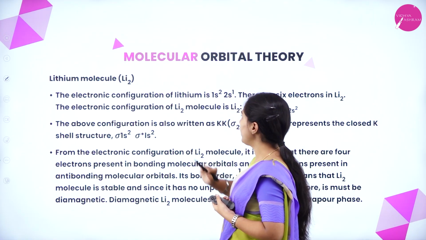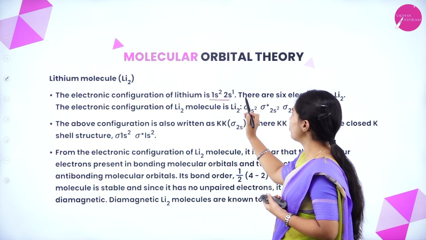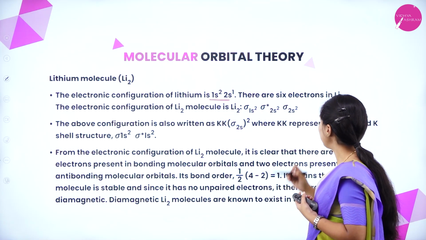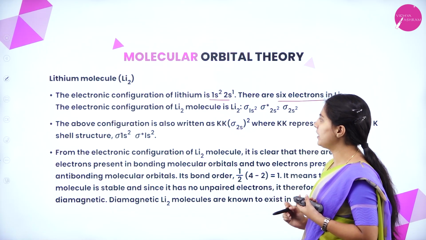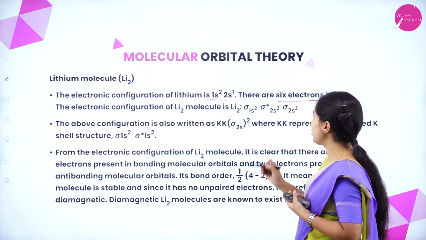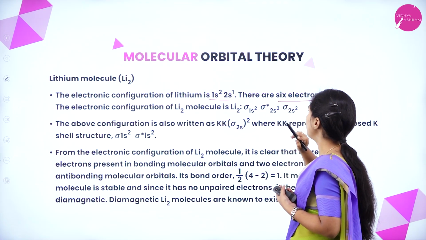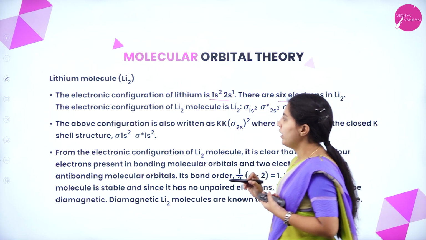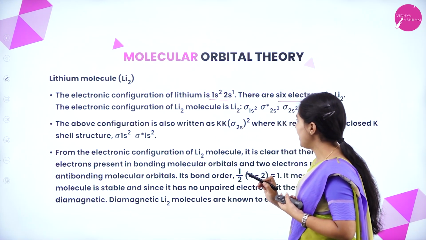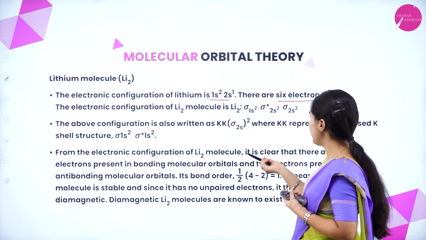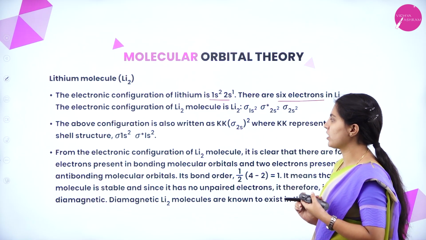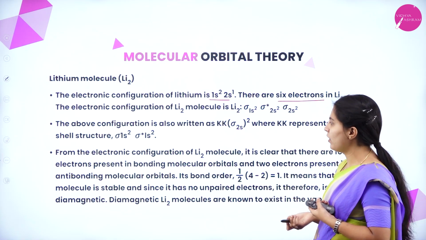Next, lithium molecule. The electronic configuration of lithium is 1s2 2s1, because 3 is the atomic number, so 6 electrons are present in Li2. So what is the electronic configuration? Sigma 1s2 sigma star 1s2 sigma 2s2. The above configuration is also written as KK sigma 2s2, where KK represents the closed K shell structure, sigma 1s2 and sigma star 1s2.